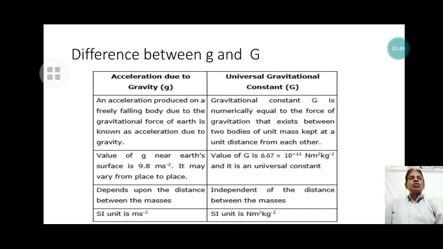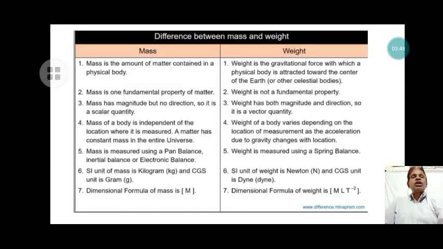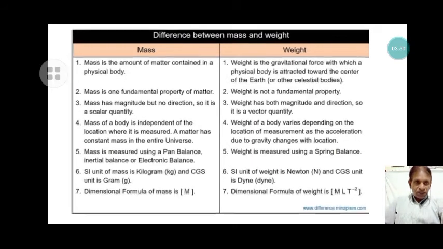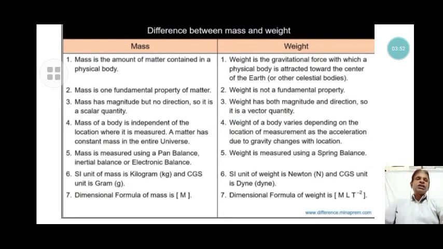Again, we discuss the difference between these two quantities, which is very important and will be useful to understand how the weight of the object changes when you go on the surface of the moon. What is mass and weight? These are the two physical quantities we are going to discuss here. Mass is the amount of matter contained in a physical body. The quantity of matter contained in a physical body is called mass. It is the measure of inertia.